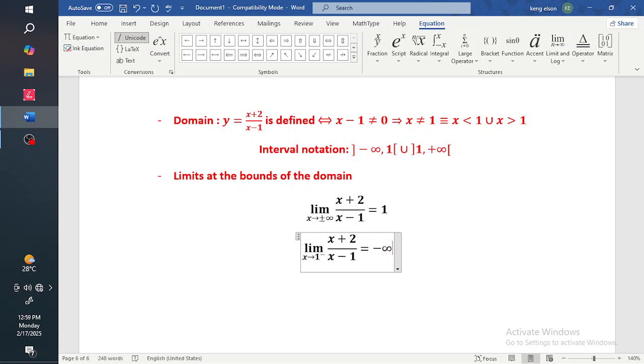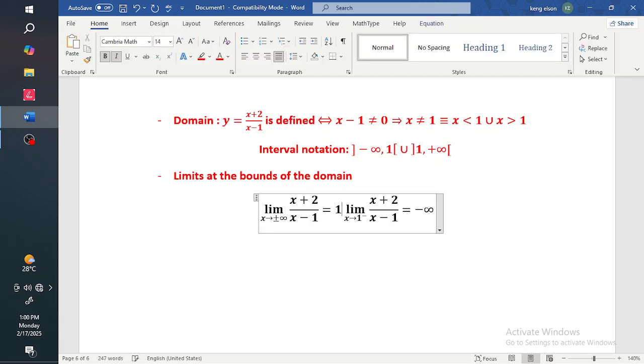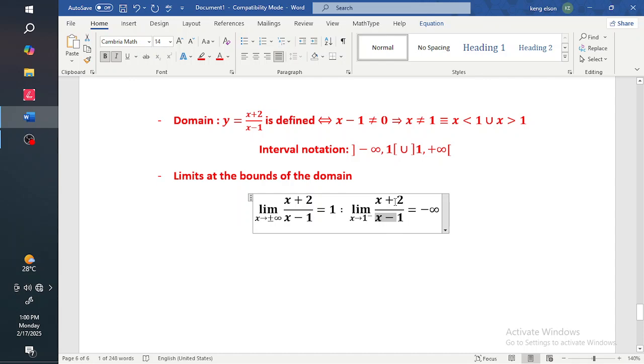Here your calculator can do the job. Your calculator can really do the job for you so that you really get it. So just take 0.999, fill your calculator with all the 9s, replace in the numerator, replace in the denominator, and simplify. You realize that the answer will be a negative, very big number that is approaching negative infinity.